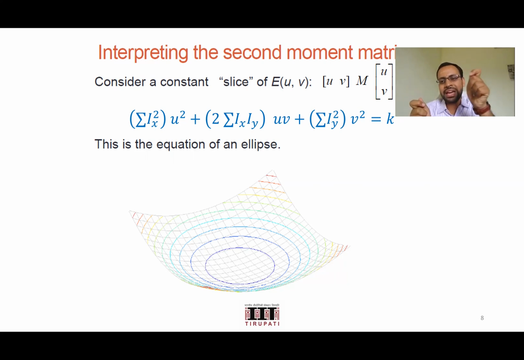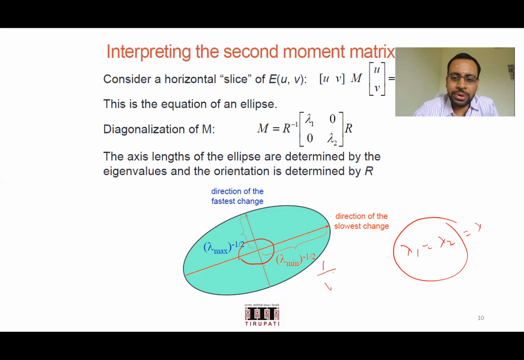So these eigenvalues, when you have a diagonal matrix, the diagonal elements themselves are the eigenvalues. And so when those values are large, that is when this value will be large and E of u comma v will be large. This length is 1 by square root of lambda 1, and this is equal to 1 by square root of lambda 2. And if lambda 1 and lambda 2 are equal, then I have a circle. Then rotation also doesn't really mean anything there.